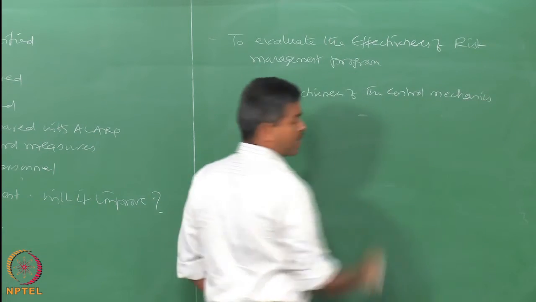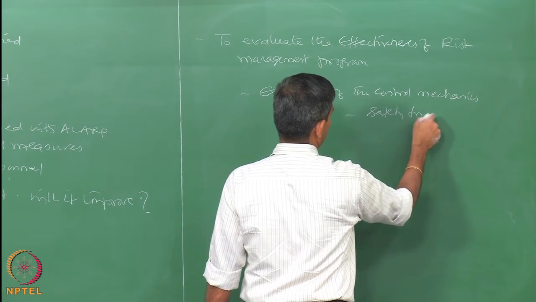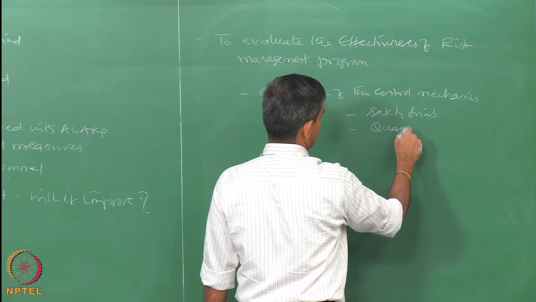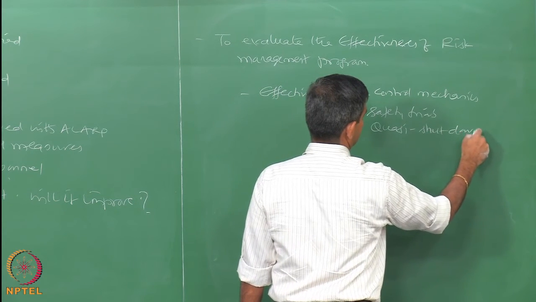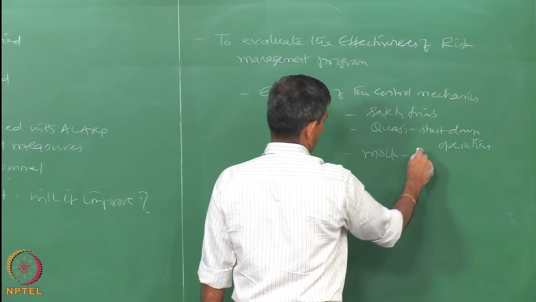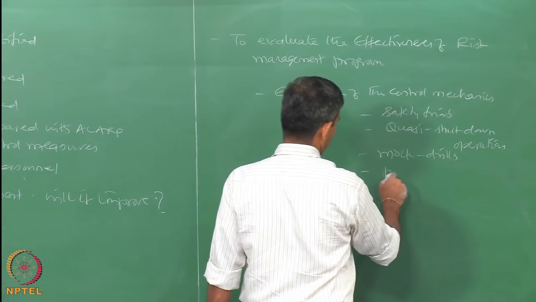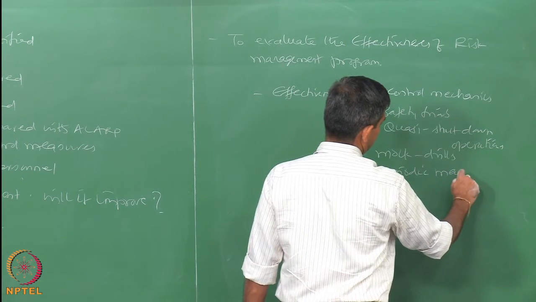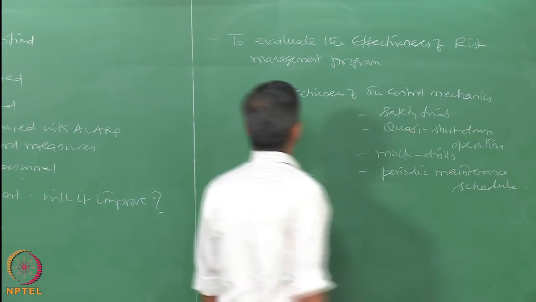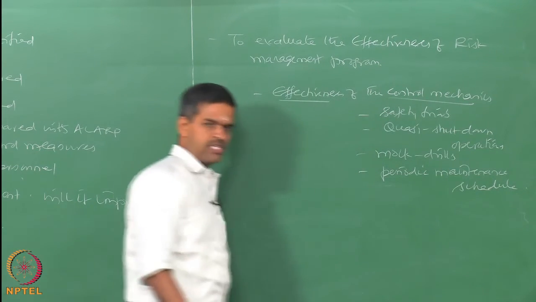How can you do that? You can conduct safety trials, you can conduct quasi shutdown operations, you can conduct mock drills, you can revisit the periodic maintenance schedule of the control equipments, etc. So, with all that, one can revisit and check the effectiveness of control mechanisms or machines and equipments.